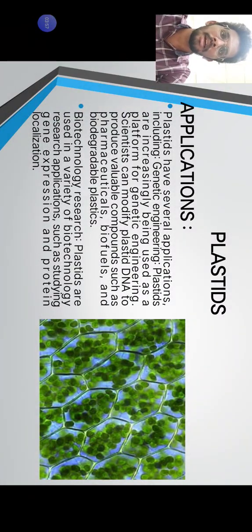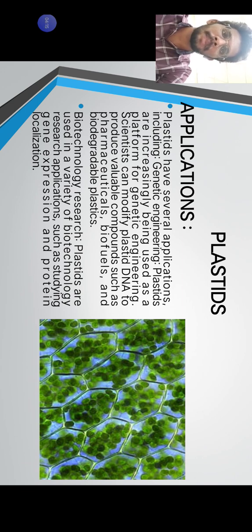Applications of plastids. Plastids have several applications, including genetic engineering. Plastids are increasingly being used as a platform for genetic engineering. Scientists can modify plastid DNA to produce valuable compounds such as pharmaceuticals, biofuels, and biodegradable plastics.